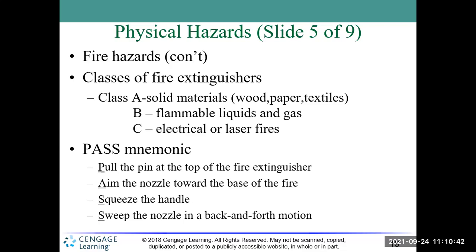And in the event that you're ever in a fire, you always want to remember the mnemonic PASS. So you're going to pull the pin at the top of the extinguisher. You're going to aim the nozzle toward the base of it, not the top of it, but the base where the fire is actually coming from. Squeeze the handle and then sweep the nozzle in a back and forth motion. And so that's a very effective way to quickly extinguish a fire. So pull the pin, aim, squeeze, sweep.